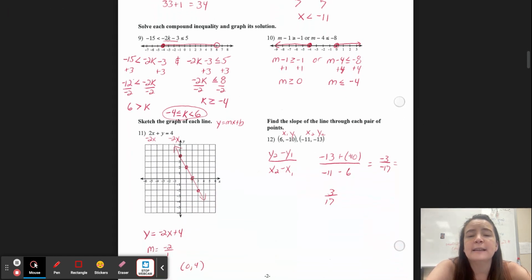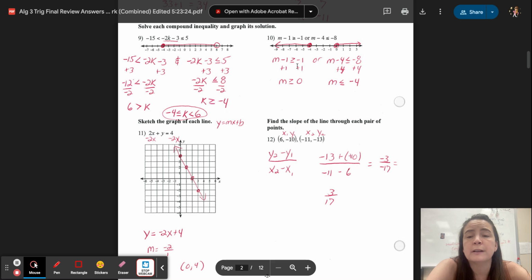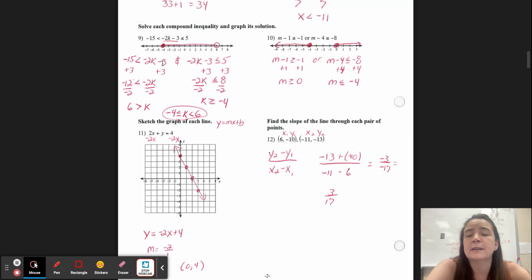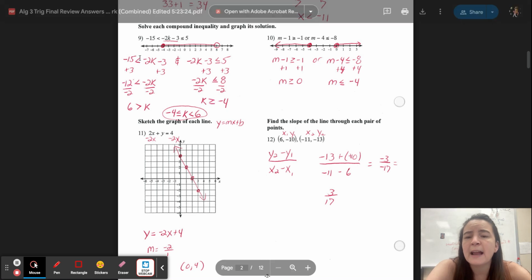For number 9 and number 10, they are compound inequalities. This is an example of an and one. This is an example of an or one. The and ones tend to be a little bit trickier because they are written together. So just separate it. They both get the middle. So I have negative 15 is less than negative 2k minus 3, and I have negative 2k minus 3 is less than or equal to 5. I do the same work, but I end up with different results.